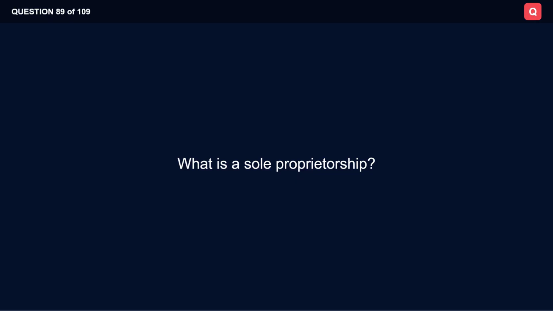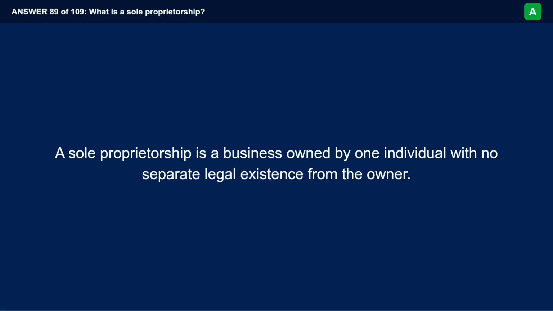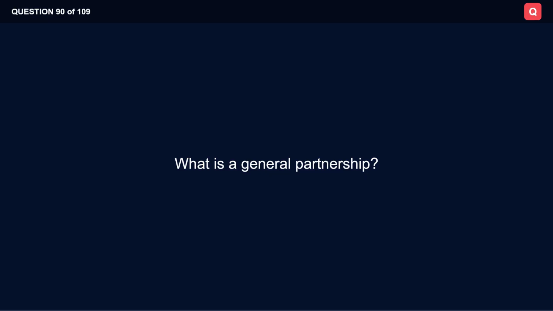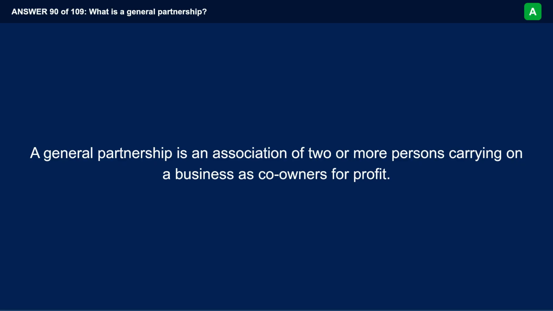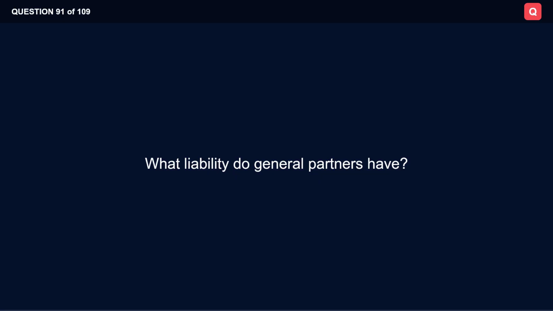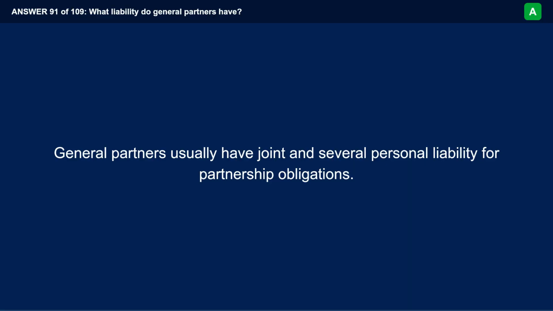What is a sole proprietorship? A sole proprietorship is a business owned by one individual with no separate legal existence from the owner. What is a general partnership? A general partnership is an association of two or more persons carrying on a business as co-owners for profit. What liability do general partners have? General partners usually have joint and several personal liability for partnership obligations.